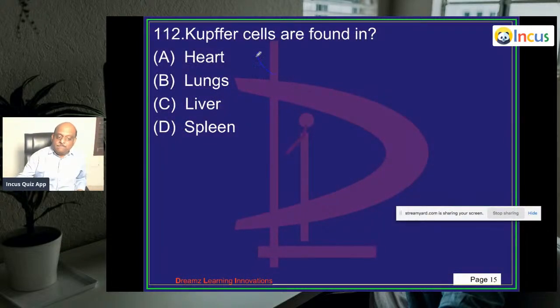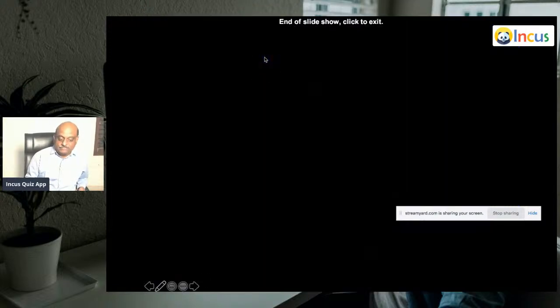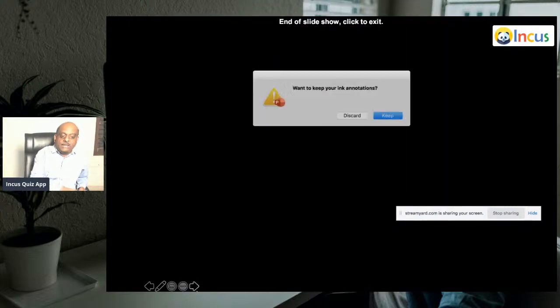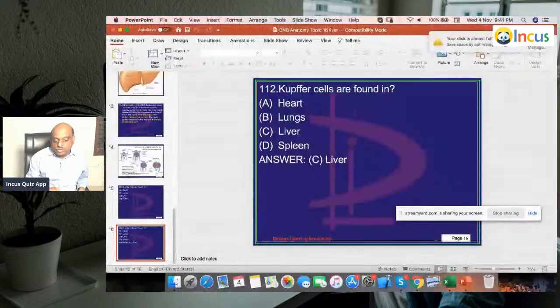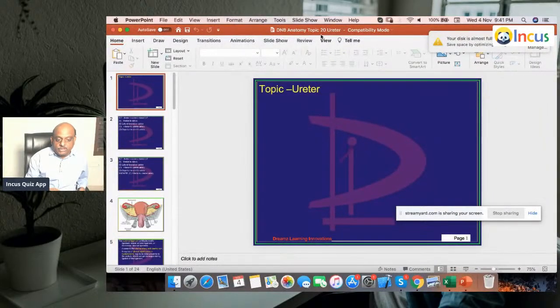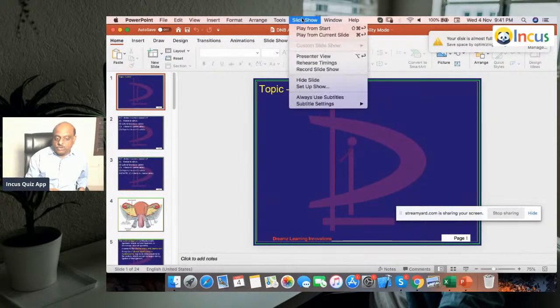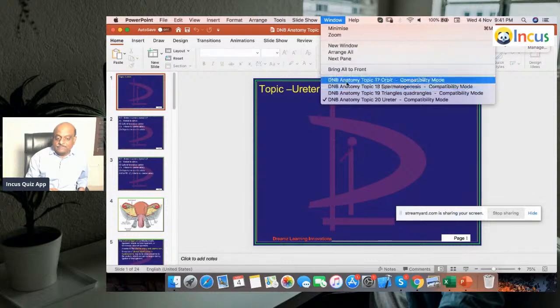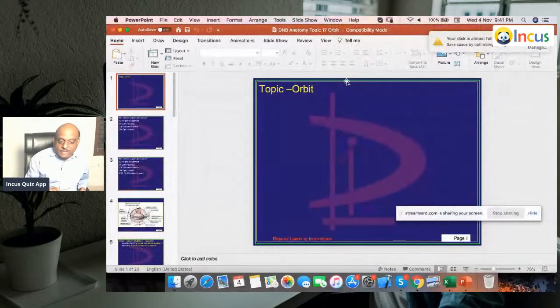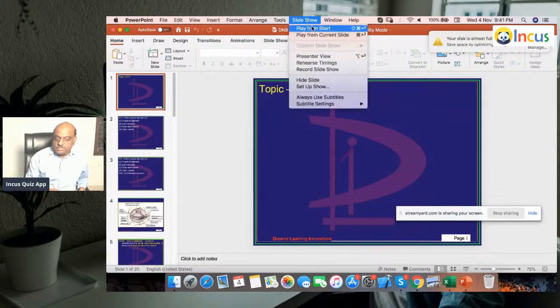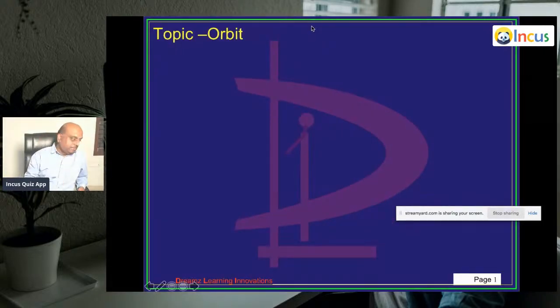Now, Kupffer cells, where do you find them? We find them in the liver. So that is quickly a short review on the topic called liver. Topic number 17 in our list is orbit.